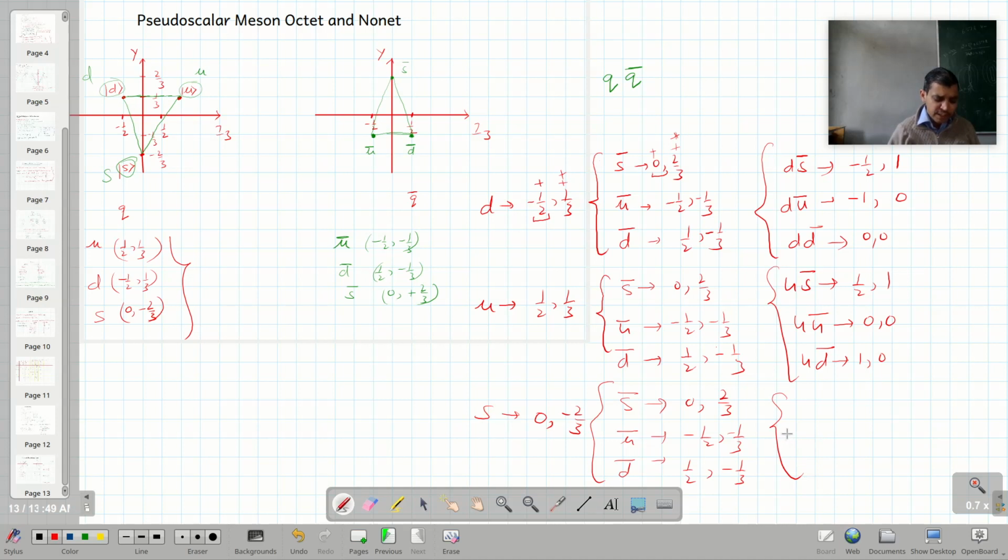So finally what we are getting, the values which we are getting is SS bar, and then SU bar and ST bar, and they come out to be 0, 0, and -1 by 2, -1, and 1 by 2 comma -1, right? This is a very important thing which we have to keep in mind.